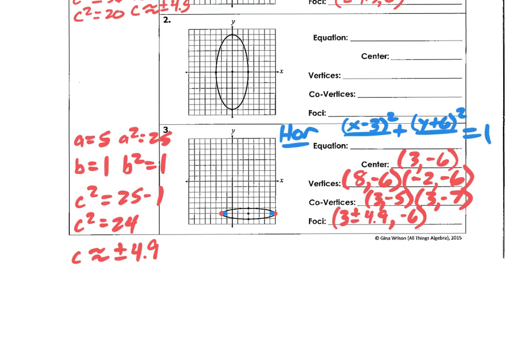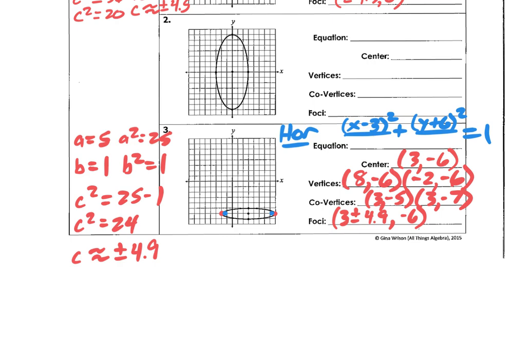I kind of like to do that first. Use the center, write that out. It's always the opposite, so x minus 3 squared plus, always a plus sign in between, y plus 6 squared, since this is a -6, equals 1. And then I just got to decide which number goes where.